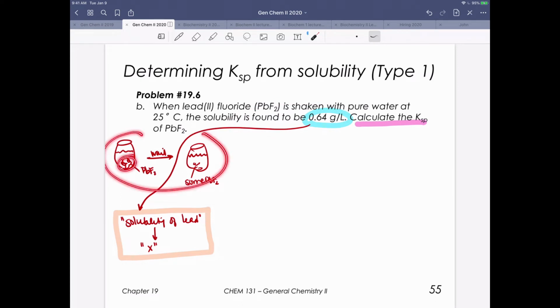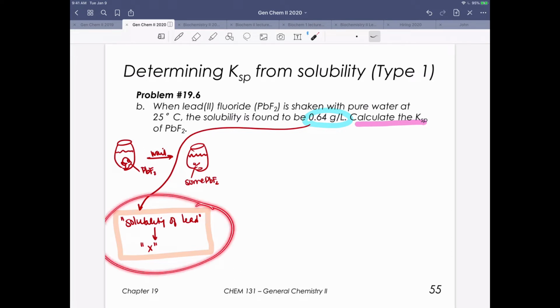You're going to take a large chunk of this lead fluoride and you're going to put it in some water. You're going to shake it up, do all kinds of things. You're going to wait for that solution to reach equilibrium, and some of that lead fluoride is going to go into solution. What you then do is you look at the amount of lead that you have in solution.